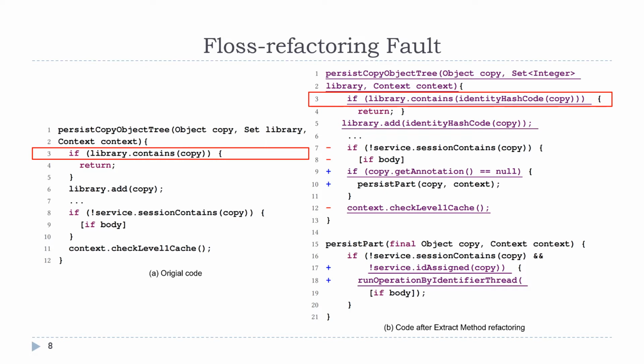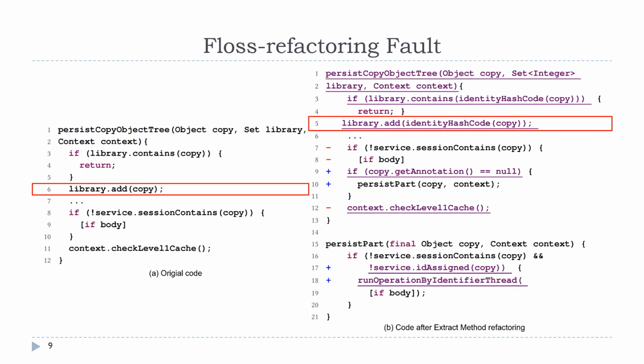Change in conditional expression like this can impact the software behavior if not carefully analyzed, since a code might be executed or might be prevented from being executed when it was supposed to. Here, the hash code is stored in the library instead of the object itself. This can impact the software behavior if all references to the library were not carefully analyzed.